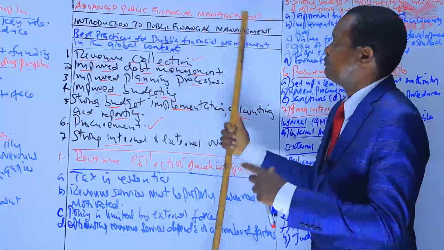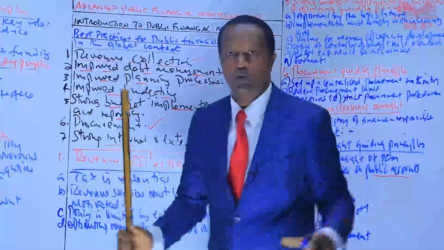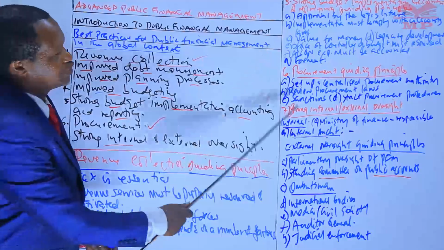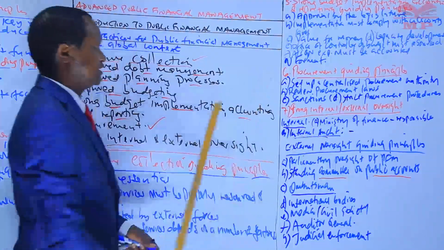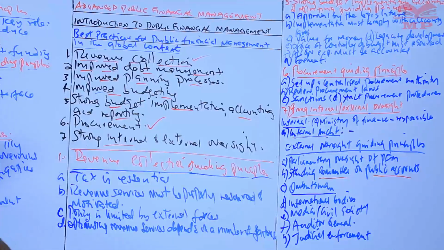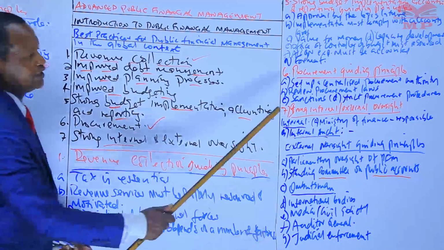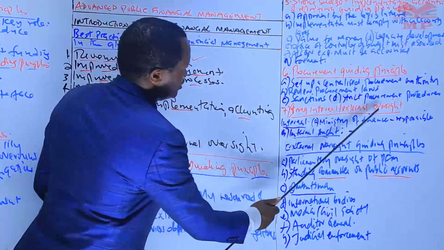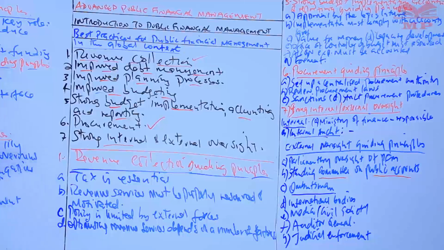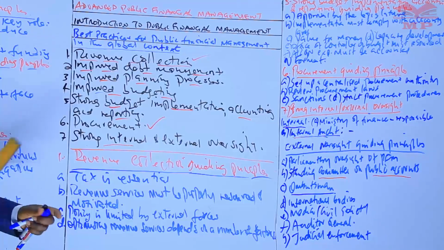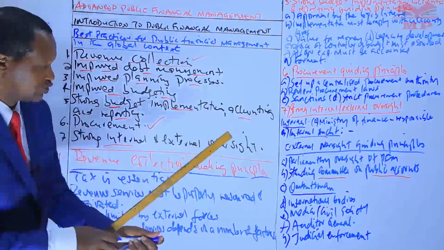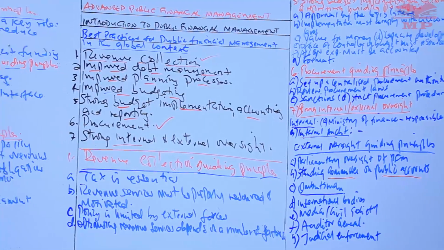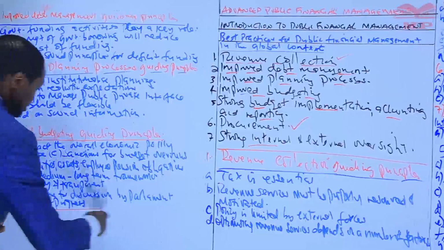Best practices for public financial management in the global context. Of course, the last one being the strong internal and external oversight. And there are 2 categories here, the strong internal oversight and external oversight. So if you have any question, please you can send it. But before we close the lesson, as it is our custom, I'm going to leave you with one question for your assignment.